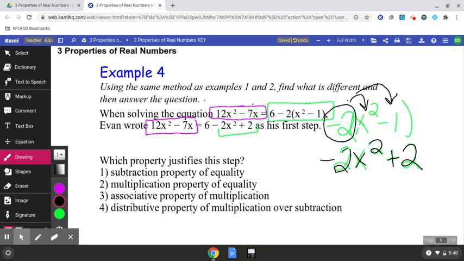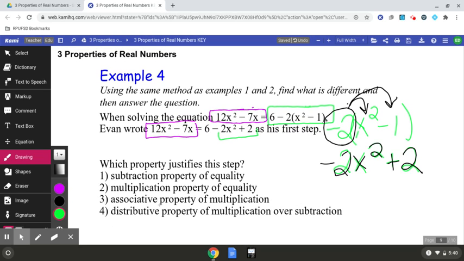So again, what did I do? What is this called when we multiply into the parentheses? Well, again, that's my distributive property of multiplication over subtraction. So again, not one of our equality properties, but it's still one of the properties we learned this week.